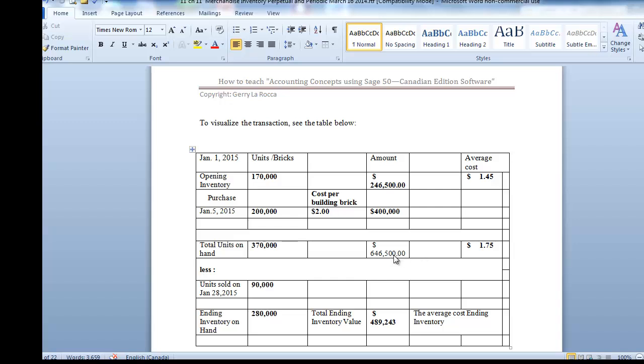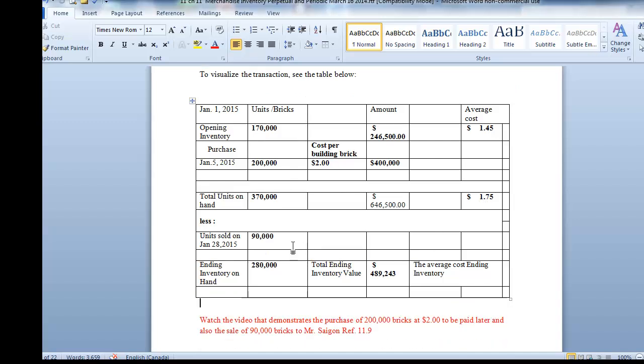To get my new average, it takes 646,500 divided by 370,000, which is my $1.75, or the average. Pretty close to the average. Now, I sold 90,000 units to Mr. Sagan, and I will demonstrate this through a sale. The fact that I had 370,000 and I sold 90,000, I have 280,000 units remaining on hand.